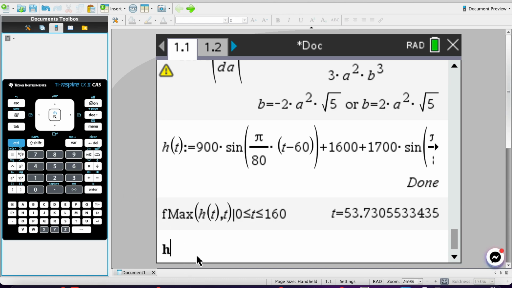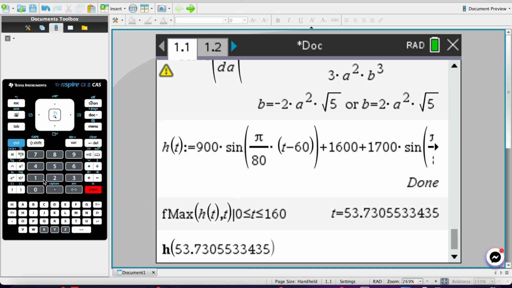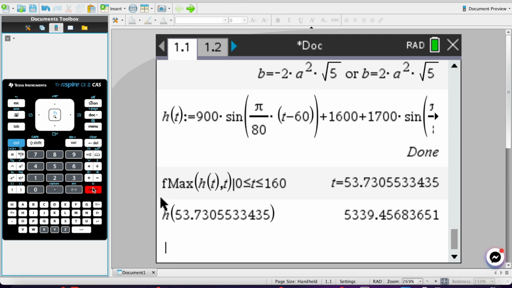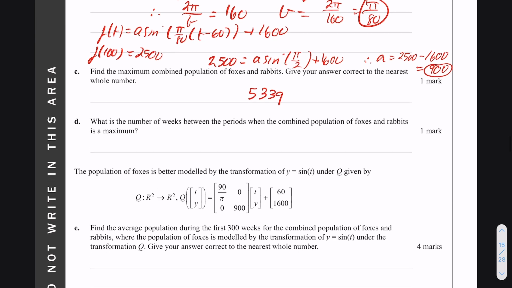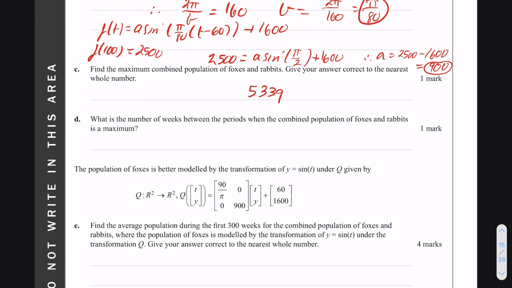So what's h of that? It gives us 5339 rabbits. What is the number of weeks between the periods when the combined population of foxes and rabbits is a maximum? Well, I'm just guessing, obviously, that it will just repeat again to be 160.